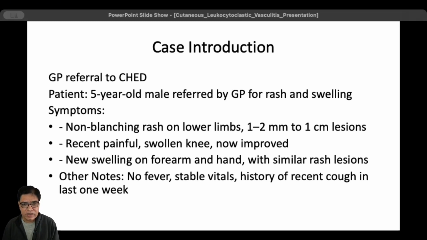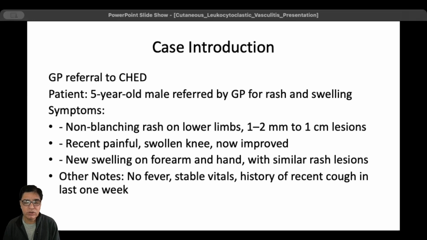And they said that more than the rash, they were worried about the swelling which had appeared on his left forearm and wrist. He had a painful swelling of the forearm, especially more so on the wrist and the hand, and he had a few rash-like lesions on that particular area of the forearm and hand as well. And the mother was telling me that 2 days before this swelling of the left forearm and hand appeared, he had a swollen knee as well.